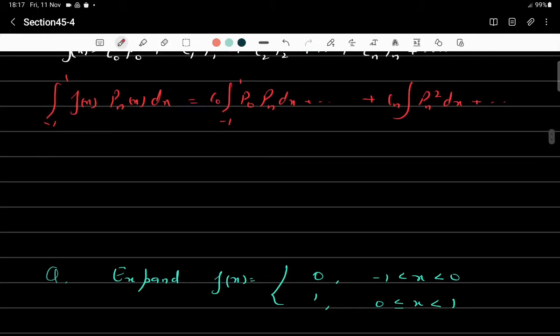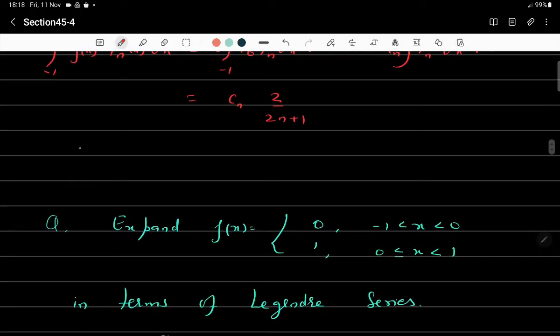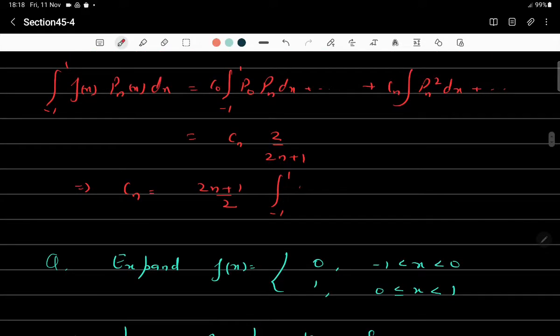Now using orthogonality, all the terms with m not equal to n are 0 except P_n square, and I know that the integral of P_n square is 2 by 2n plus 1. It means that for all n, c_n is (2n plus 1) by 2 times the integral from -1 to 1 of f of x P_n(x) dx. So very easy concept. In MCQ you can expect a question where you are given a function and they can ask you the value of some coefficient, for example C3, C4 or so on.